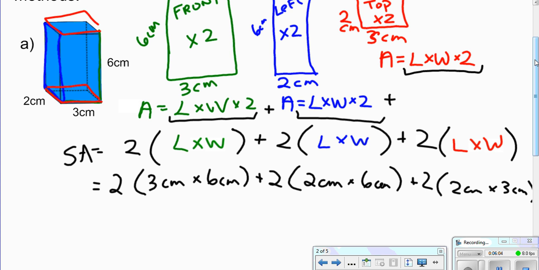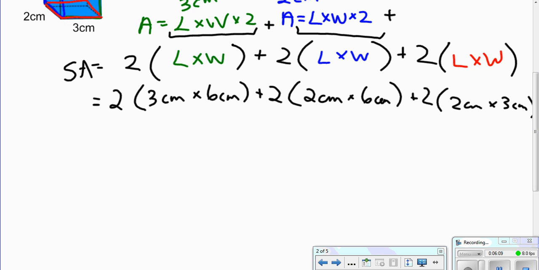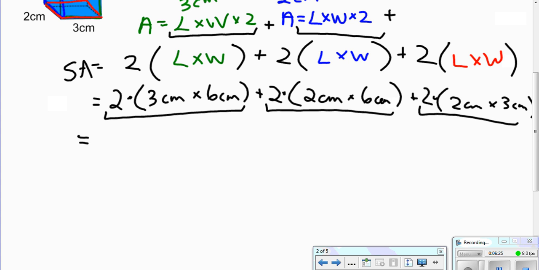Keeping in mind your order of operations, any multiplication needs to happen before any addition happens, and we need to solve brackets before anything else. But hopefully you notice these 2's are just more multiplication. So I can actually do all of this at once, followed by all of this, and all of that. Okay. So when we multiply these out, we should get 36 centimeters squared plus 24 centimeters squared plus 12 centimeters squared.